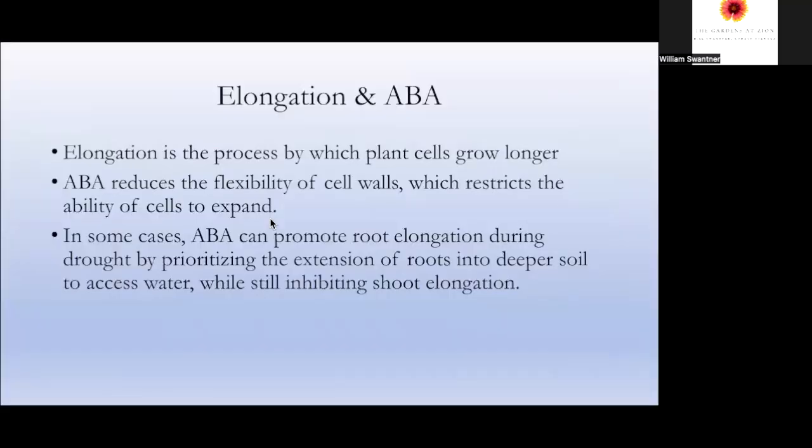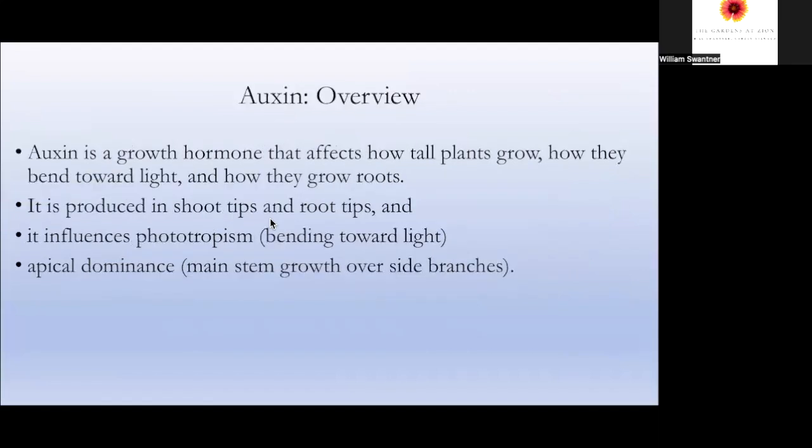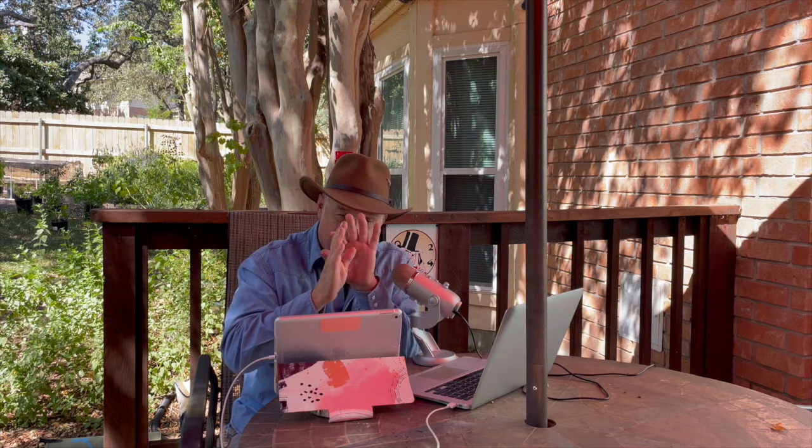So a little thing called abscisic acid, ABA, plays a significant role as a hormone in the plant's development. Looking at the auxin as an overview, the second of our 5 hormones. Auxin is a growth hormone that affects how tall a plant grows, how it bends toward light, that's fascinating, and how the roots grow. It's produced at the tips of the roots and the tips of the shoots to grow. It influences phototropism. When a plant bends toward light, the auxin leaves the light. When a plant goes toward light, there's auxin over here. There's auxin all over the place. Well, the auxin doesn't like the light.